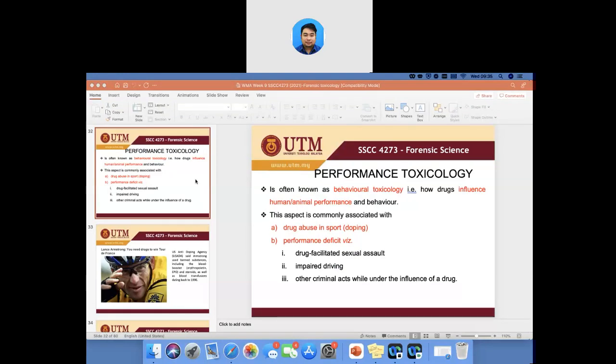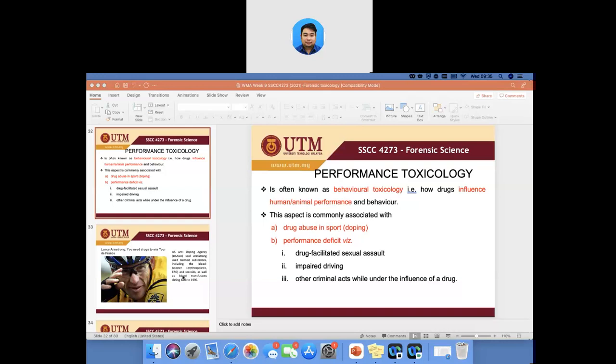the influence of the drugs onto the behavior of the human or animal. Okay, so this aspect is commonly associated with drugs of abuse in sports, which is what we call doping, and associated with performance deficits, in terms of drug facilitated sexual assault, in terms of impaired driving, and also other criminal acts while under the influence of the drug.